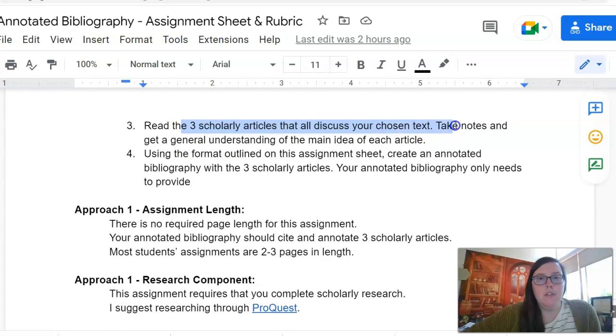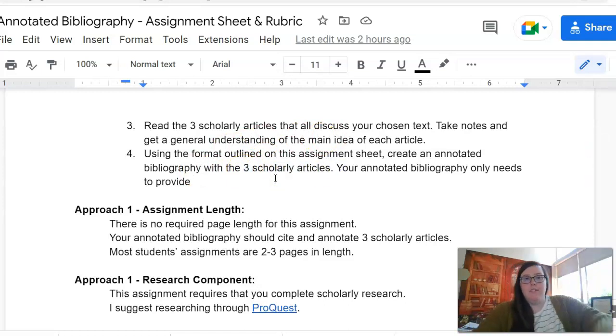Read your scholarly articles that all discuss your chosen text. Take notes, annotate your articles, or take notes on a piece of paper as you're reading. Get a general understanding of the main idea of each article. And then use the format outlined below, I'm going to talk about it in just a second, to create an annotated bibliography with the 3 scholarly articles.